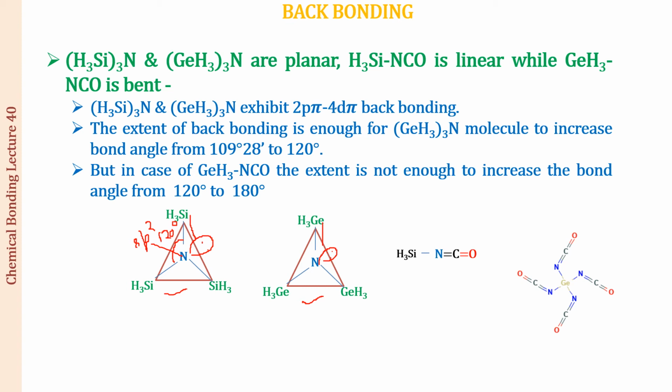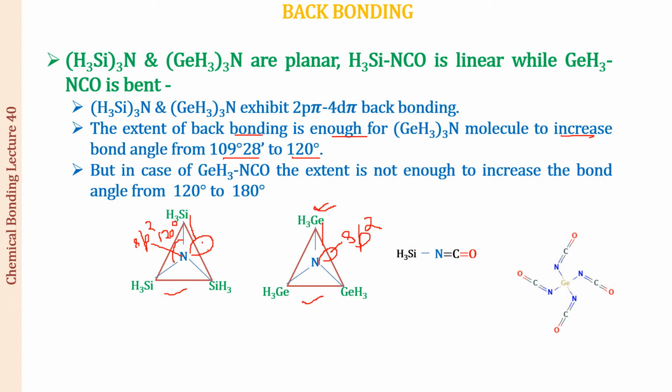The extent of the back bonding is not strong, but it is strong enough to involve the lone pair of electrons of nitrogen in back bonding, and hence this nitrogen is also sp2 hybridized. The shape of the molecule is planar. Here you have to remember that the back bonding is enough for the molecule to increase the bond angle from 109 degree 28 minutes to 120 degrees, from sp3 to sp2 hybridization for nitrogen.